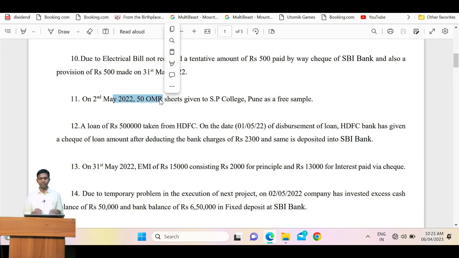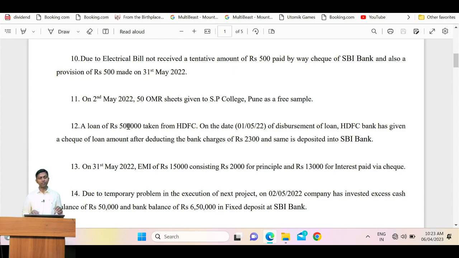Then the free sample entry. What does that mean? This is advertisement only. You have given goods as advertisement. You can advertise in newspaper, on TV, etc. Directly we pay there. And the second way of advertising is giving goods to customers. Here we have given goods. How to pass this entry? You must know. We'll pass the entry.